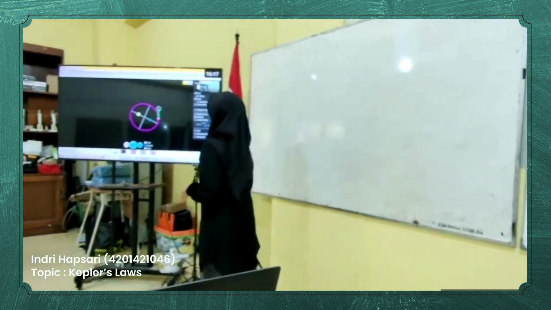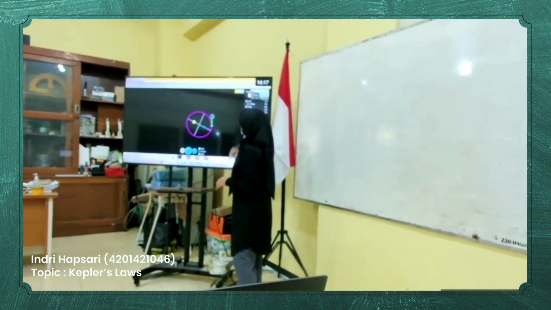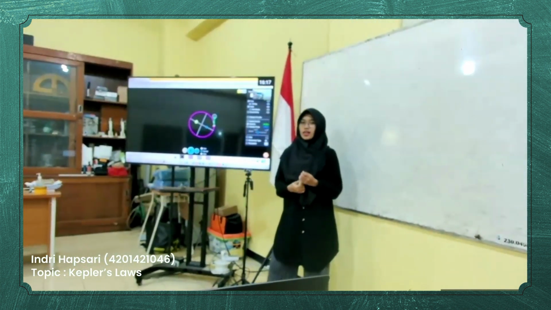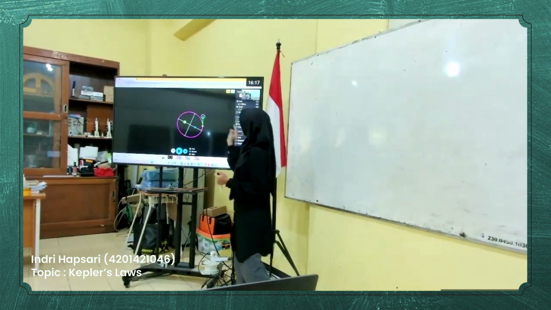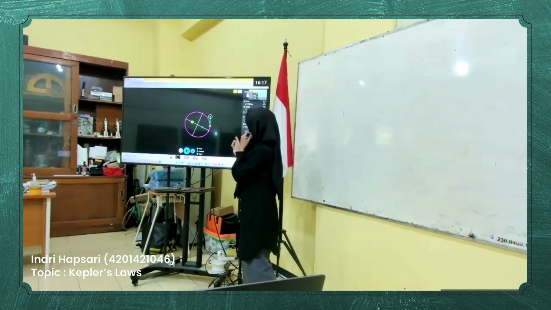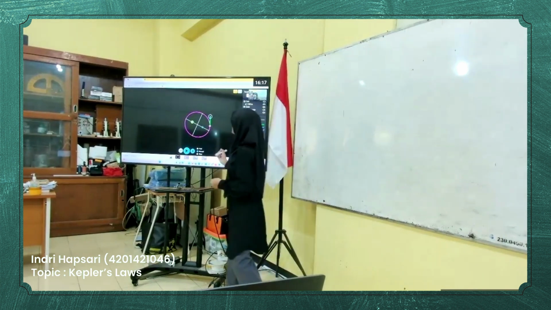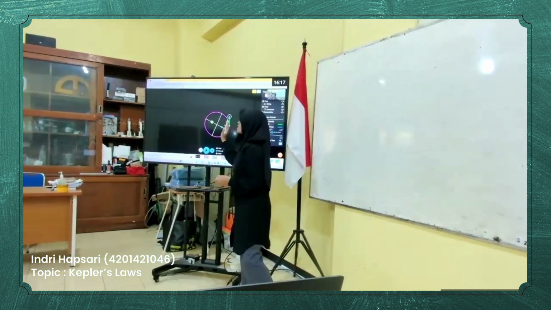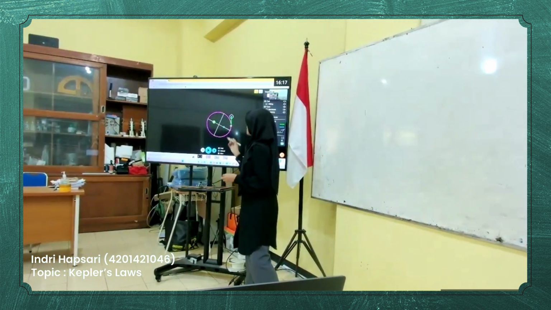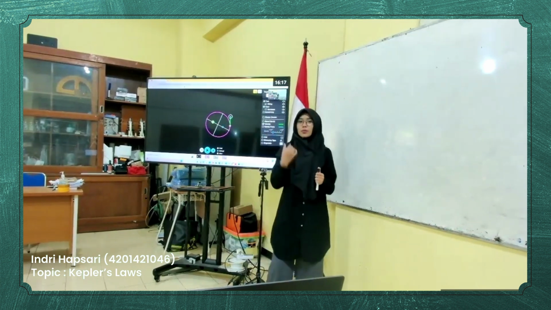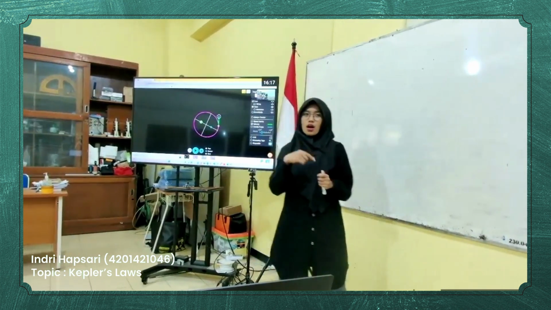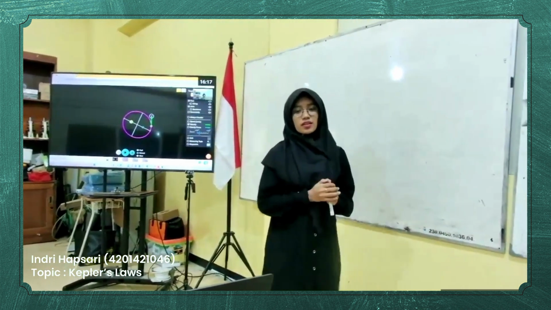You can see from the screen that this orbit is more elliptical than before. You can see that the planet moves around the star in an elliptical orbit, and notice that the sun is not at the center of the orbit, but at one focus of this elliptical orbit. So it proves Kepler's first law about a planet's orbit.